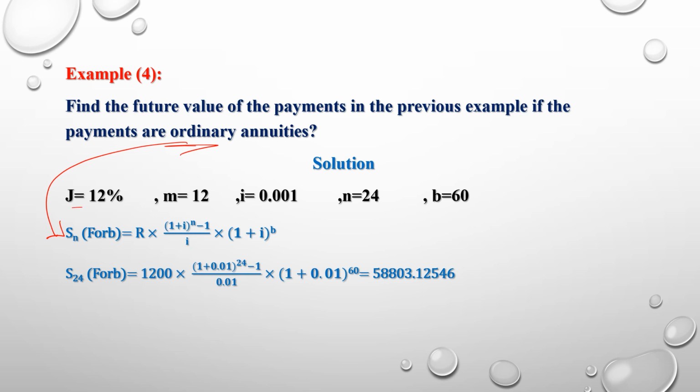And again, J equals 12%, M is 12 months, and I is 1%, N equals 24, and B equals 60, and R equals $1,200. By substituting these values in the formula of the future value of the forborne ordinary annuity, we get the future value of these annuities.